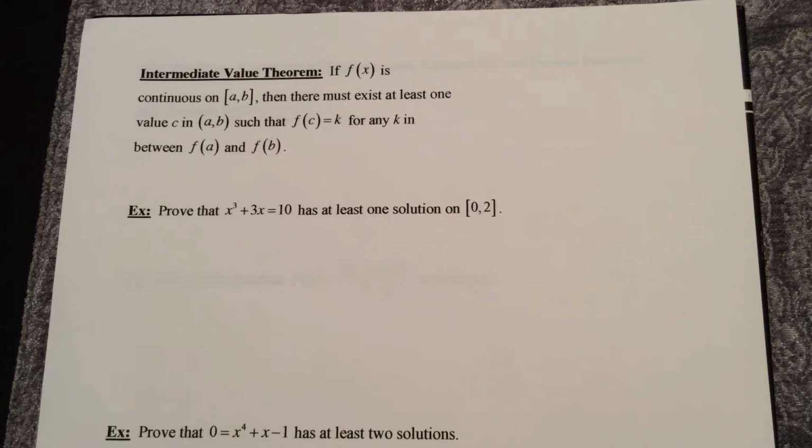So the intermediate value theorem states that if f of x is continuous on the closed interval [a, b], then there must exist at least one value c in the open interval (a, b) such that f of c equals k for any k value in between f of a and f of b. Now that looks pretty crazy, but if we visualize it, it's pretty straightforward.